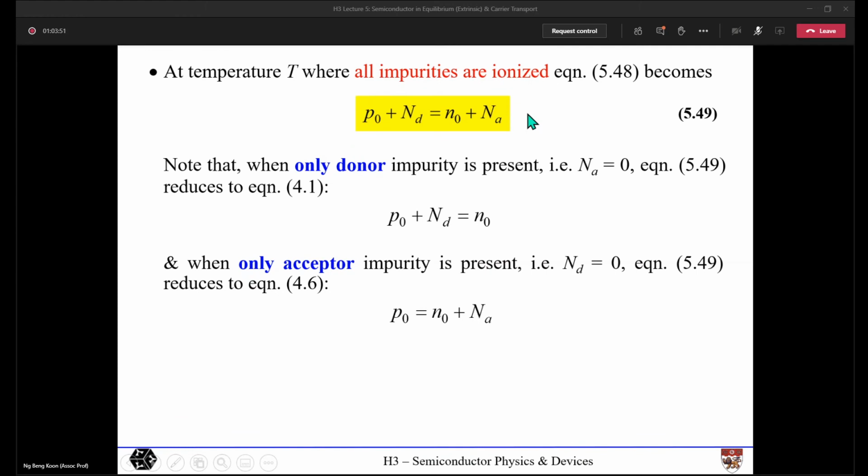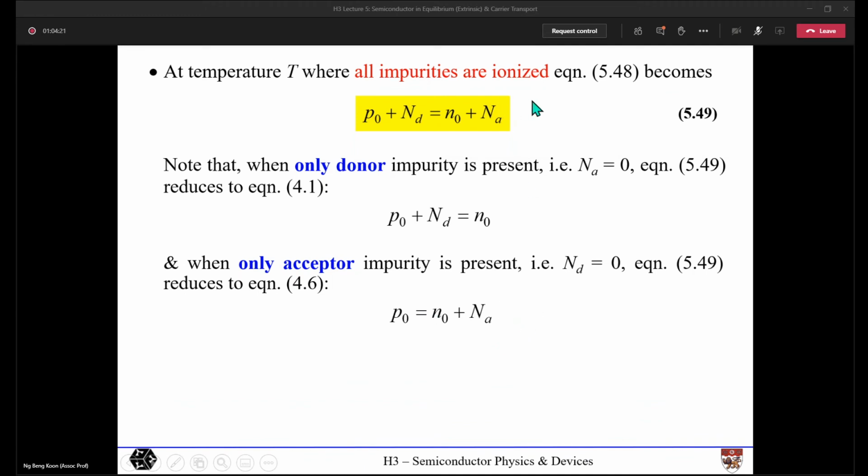In fact, if you have only purely donor impurity atoms, that means your acceptor doping is 0, right? If you take this out, then you get back the charge neutrality equation for a purely N-type doped semiconductor, right? And if it is a purely P-type doped semiconductor, your Nd will be equal to 0, and that gives back the charge neutrality equation for a P-type semiconductor.